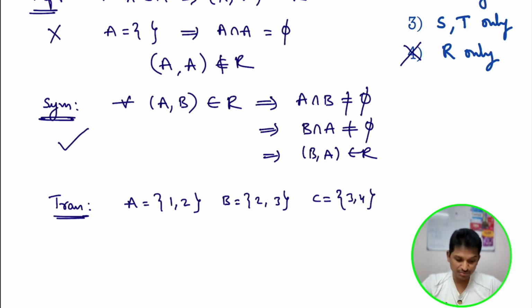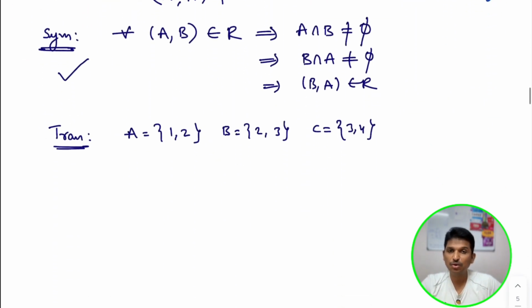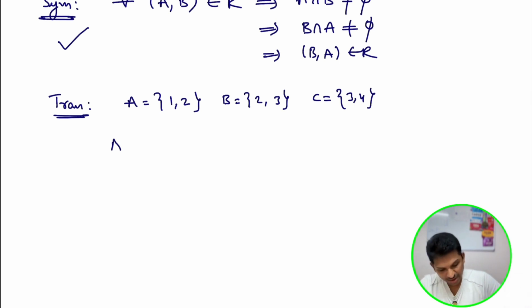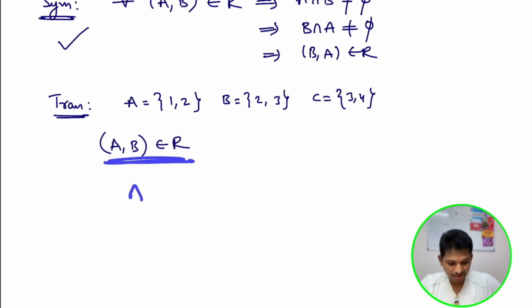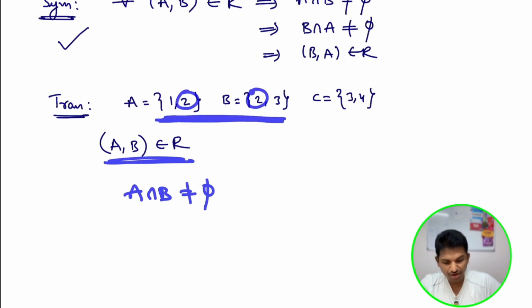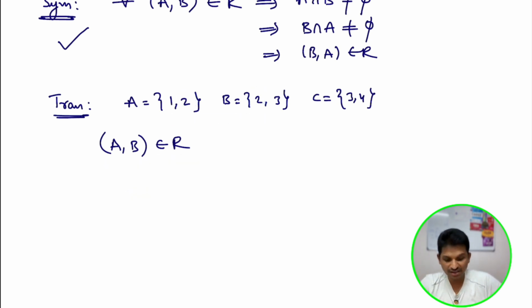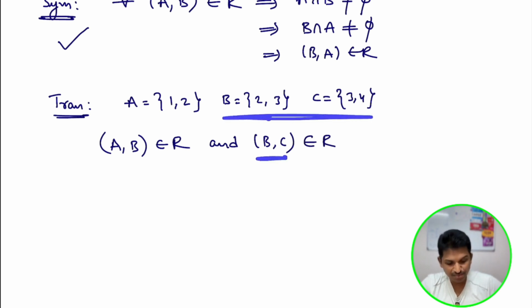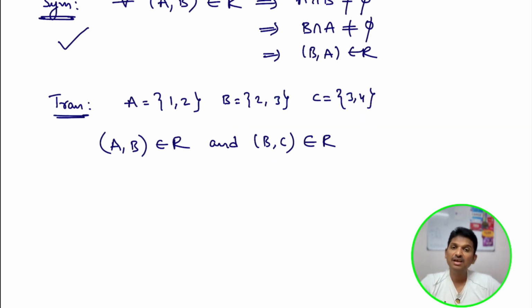You can observe that these elements must be there in set M, right? Yes, okay. Now you check whether (A, B) belongs to R or not. When (A, B) belongs to R, A intersection B is not an empty set. Calculate A intersection B. 2 is the common element, right? A intersection B is not empty. This is clear. Okay, (A, B) belongs to R, and now you look at (B, C). When (B, C) belongs to R, B intersection C must be non-empty. See, 3 is the common element. So B intersection C is non-empty.